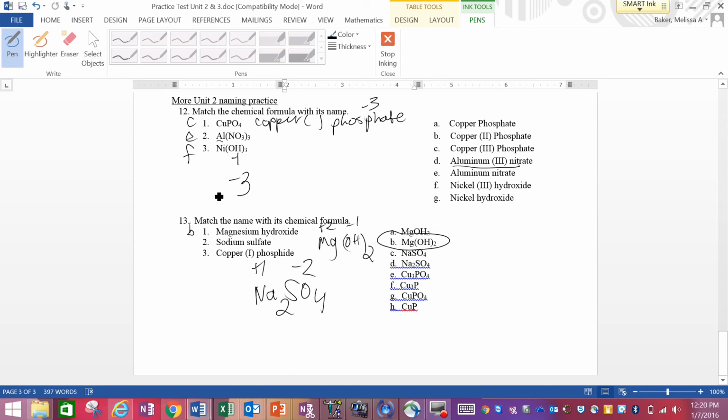Na2SO4. And the last one, copper 1 phosphide. Not phosphate. Crisscross, it's just Cu3P. So letter F there and letter D on that last one.